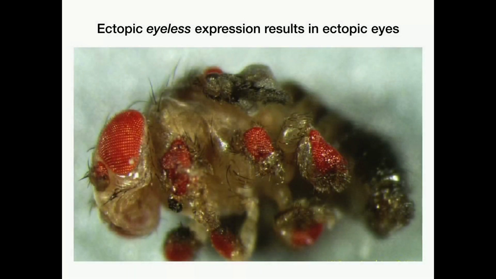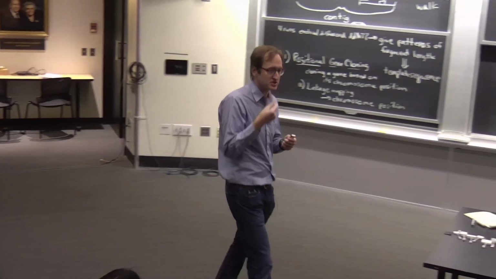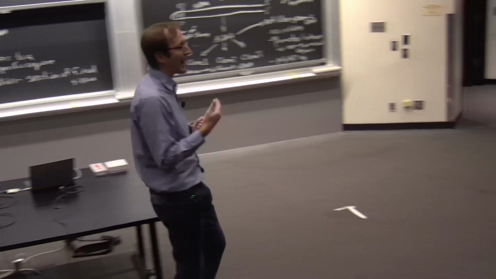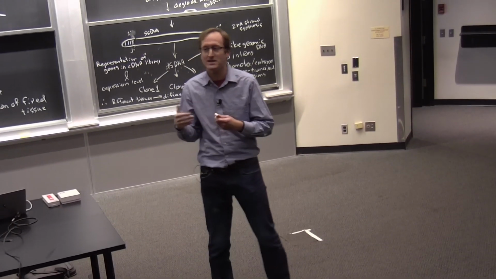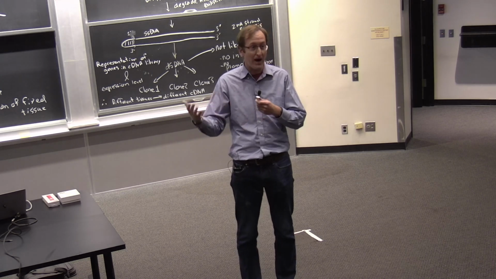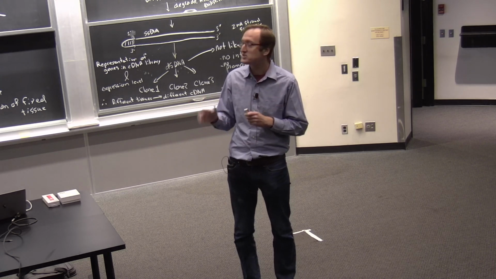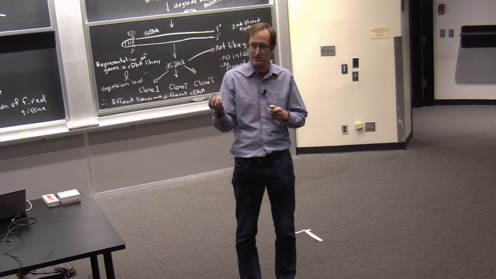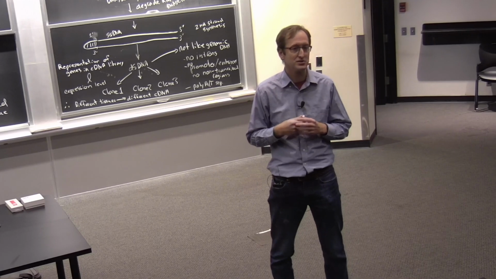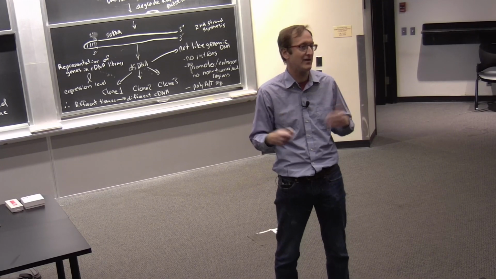So this PAX6 gene, which is conserved from flies to humans, is the master regulator of eye development. At least in flies, if you ectopically express this in other parts of the body, you get an eye. I should say these are not functional eyes. They don't hook up to the brain the same way the normal eye does, so it's not like this fly can see out of the back of its head.